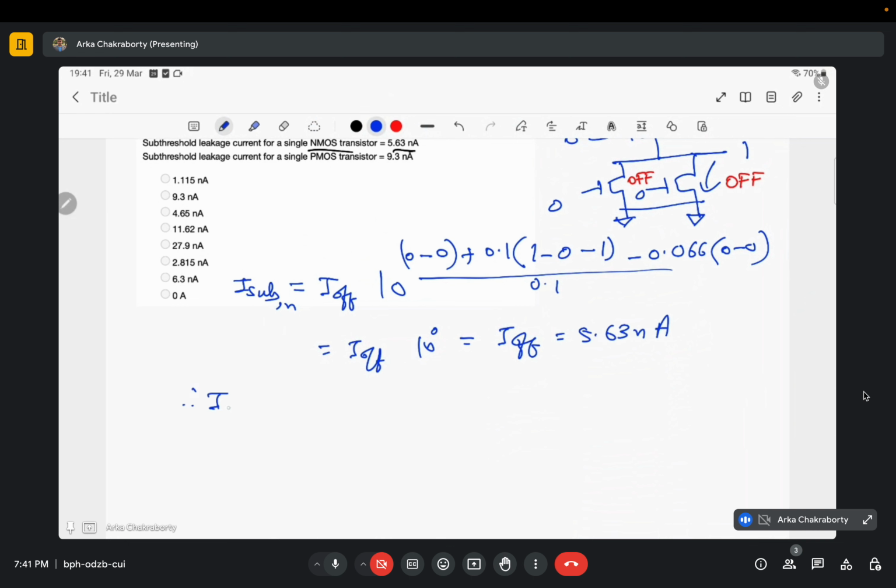Now total I subthreshold will be twice of I subthreshold for NMOS, because there are 2 transistors in the off region. So twice of 5.63 nanoampere is how much? 11.26 nanoampere. Here the answer is given as 11.62. It is, I think, a typographical error. It would be 11.26 nanoampere. Clear?